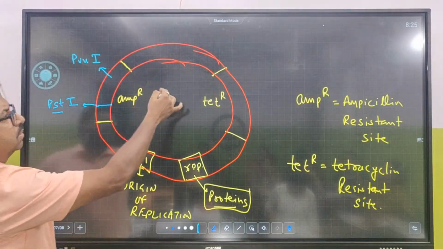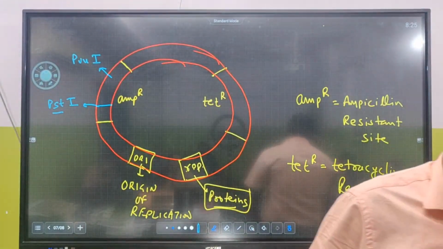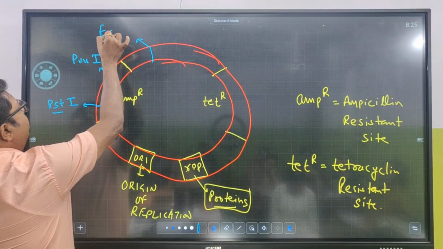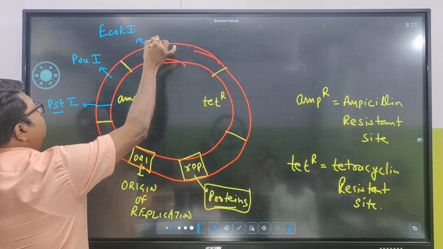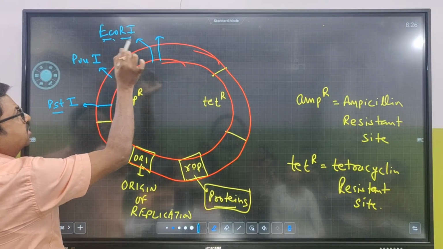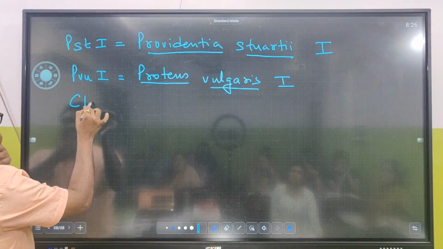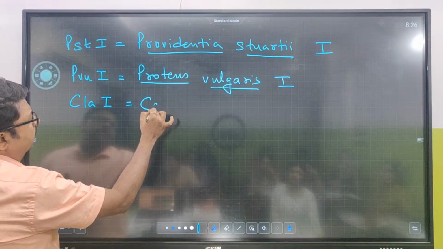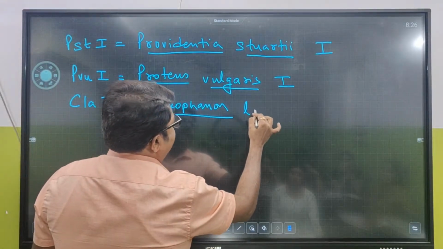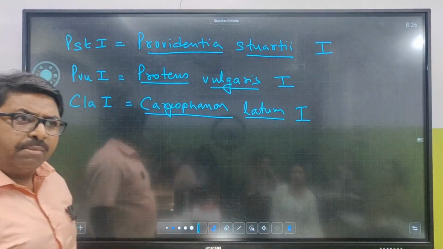And you can see in the book, what is present over here at the top? You can see ECOR1 and CLAV1 is present. Along with CLAV1, you can see HIN3. So ECOR1, you already know about ECOR1. ECOR1 you know. Escherichia coli RY13 1, the first isolated enzyme. What is this CLAV1? It is Caryophanon latum. 1. First isolated enzyme. Is the name of the bacteria.